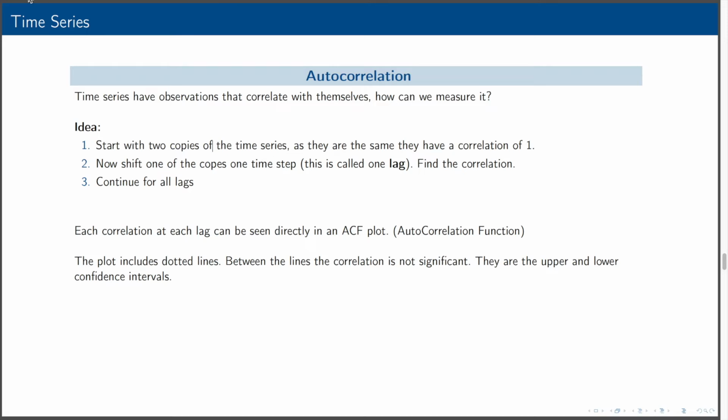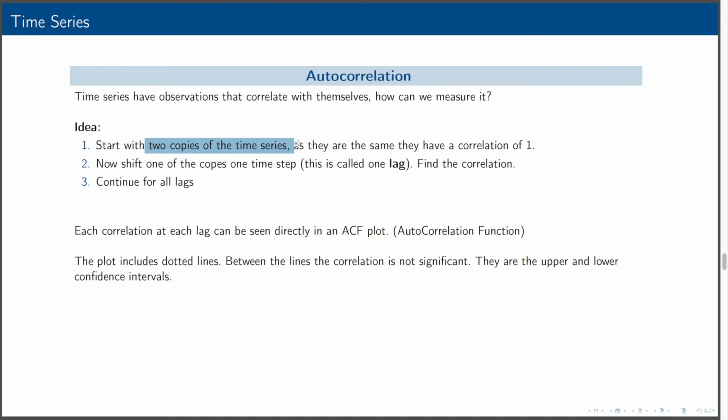autocorrelation. In this course, we learned about correlation, the normal correlation, how two variables relate to each other. But autocorrelation means the same variable with itself. How do they correlate with each other? What I told you last time is that you have a time series and you make a copy of the time series. When you have the two copies, they will have a correlation of one with the other, each data point at each point of time.